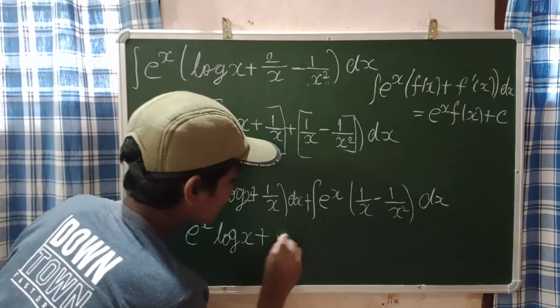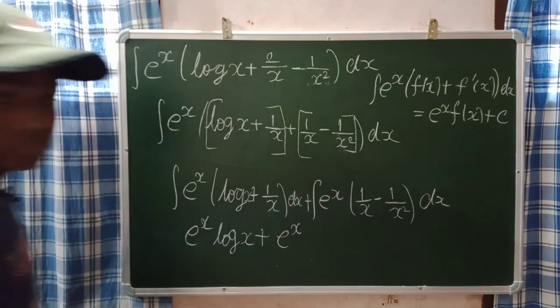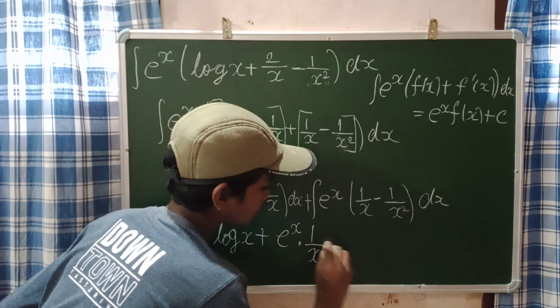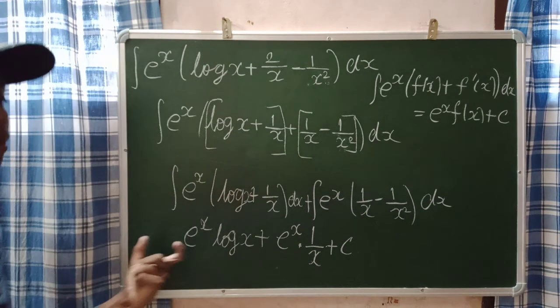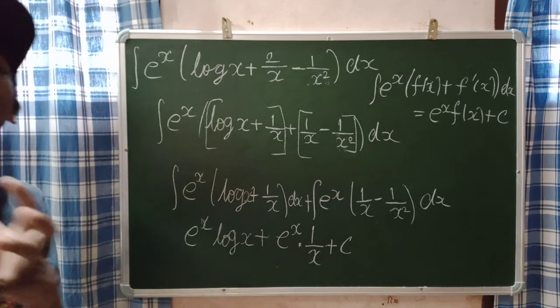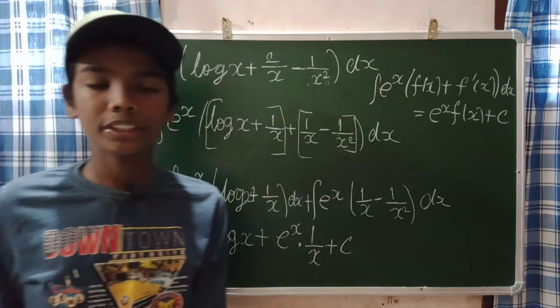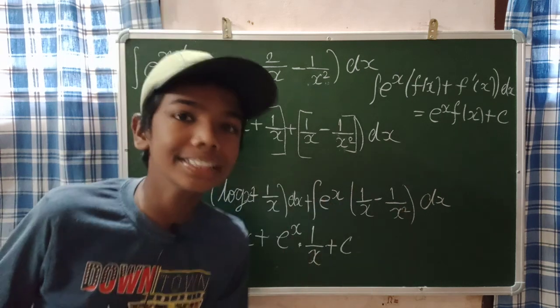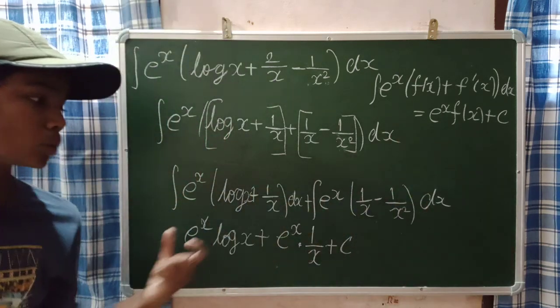So you can write it as e power x of f of x, where f of x is 1 by x, then plus some constant. This constant is for both these integrals. Even though I have multiple integrals in the question, I can write one constant itself. That constant is the sum of all the constants of those multiple integrals.